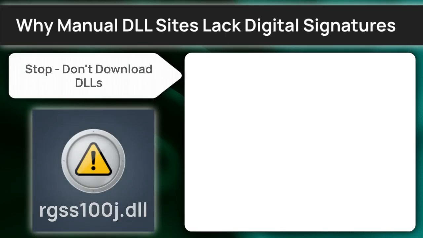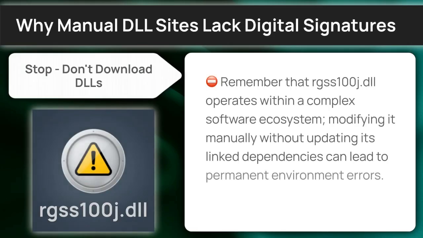This command purges those stale entries and rebuilds the registry links. I want to share a quick best practice that will help you avoid security complications in the future. Replacing Ruby Game Scripting System 100j module without a proper diagnostic environment can lead to DLL hell, where multiple conflicting versions of the library paralyze your operating system's ability to load software.